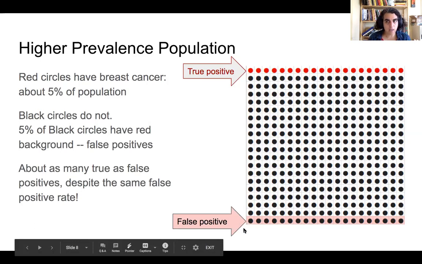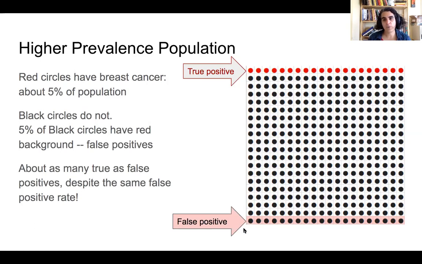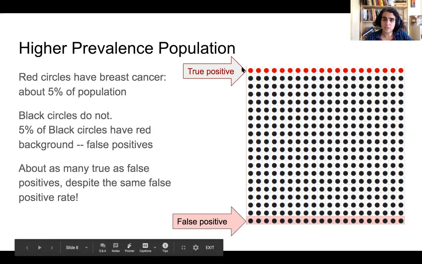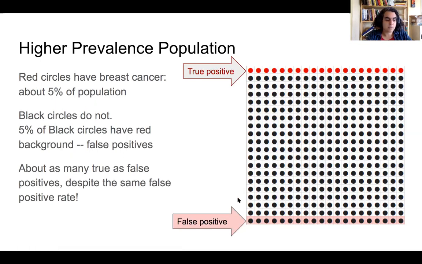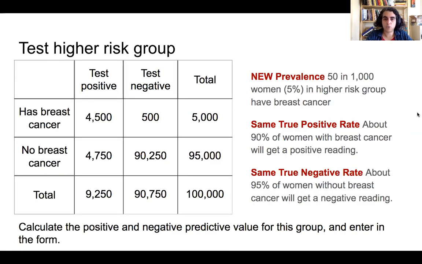So now the same test, the same 5% false positive rate, but now with this different population, we see that about half of the people who tested positive really are positive. So that tells us this positive predictive value, this what should you believe if you get a positive result, doesn't just depend on the test itself, it depends on who's being tested, on the rate of the disease in the testing population. Let's carry out the calculations to see how this works.